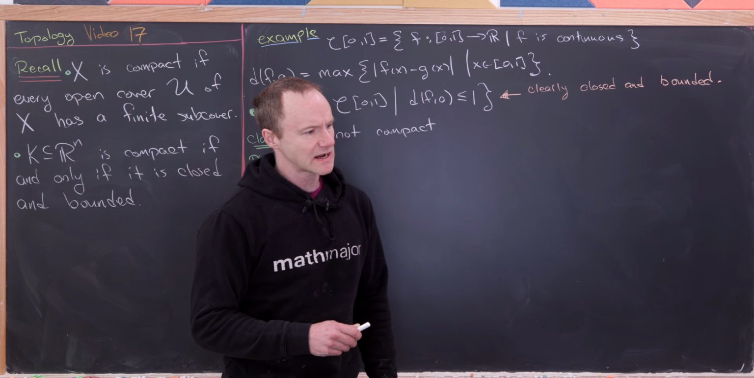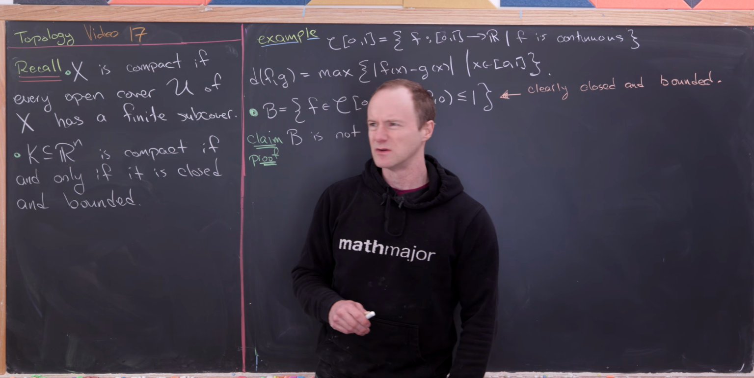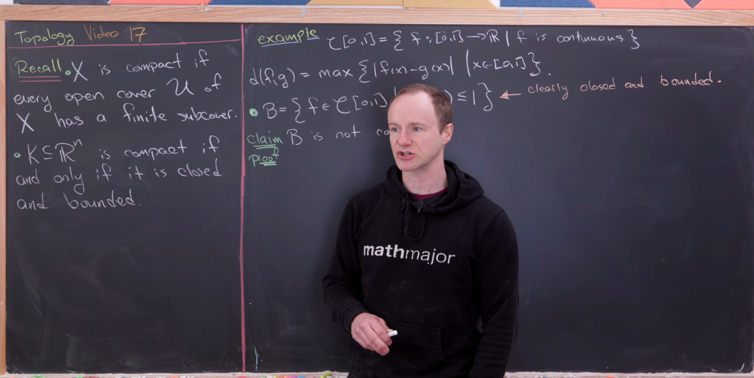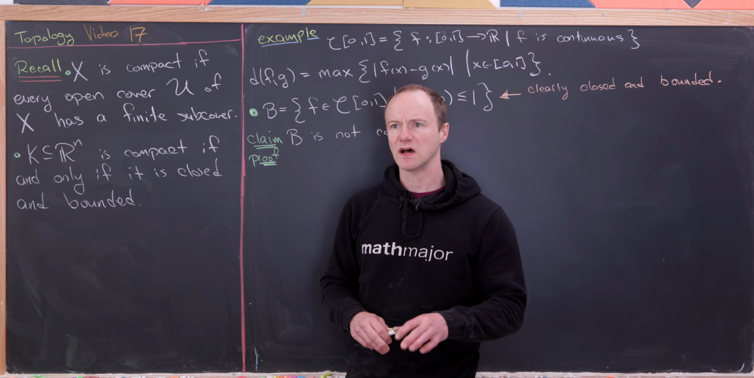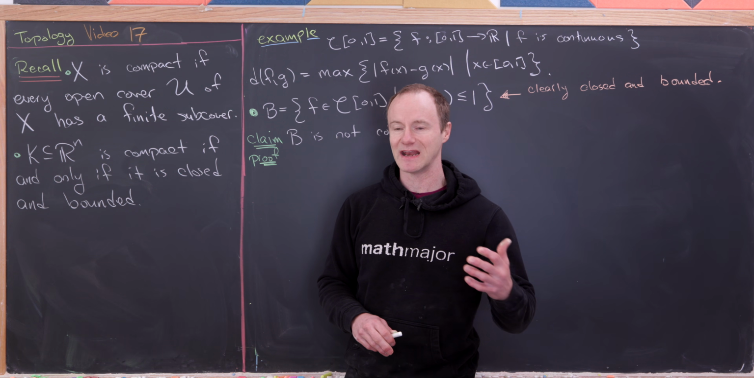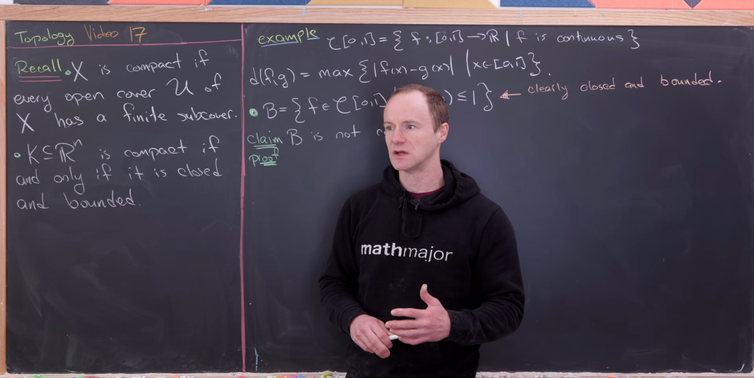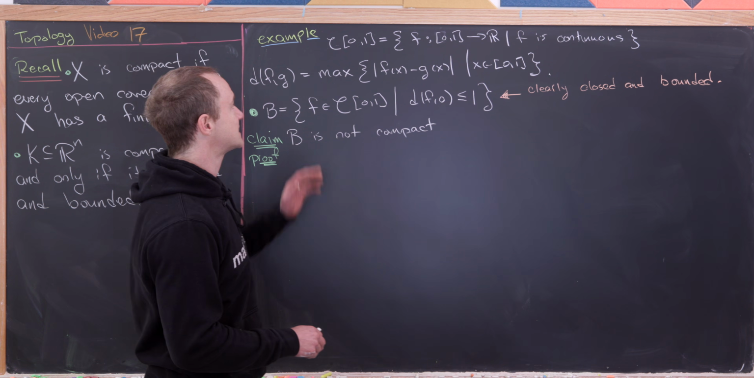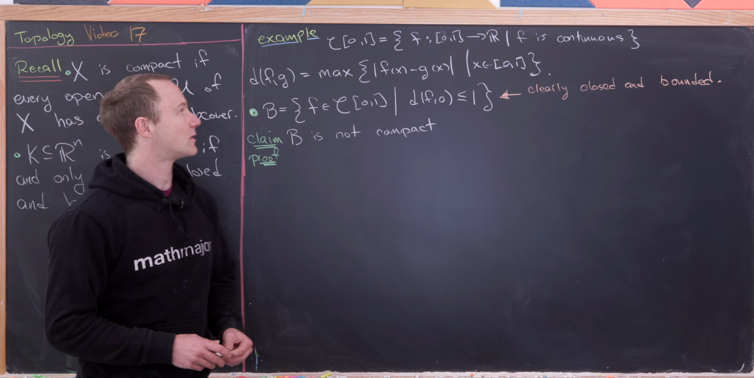Okay, well, next up what we want to do is maybe see if this can be generalized a little bit by asking the question, does closed and bounded in a metric space imply compact? And in fact, it doesn't. And we'll see that via the following example.